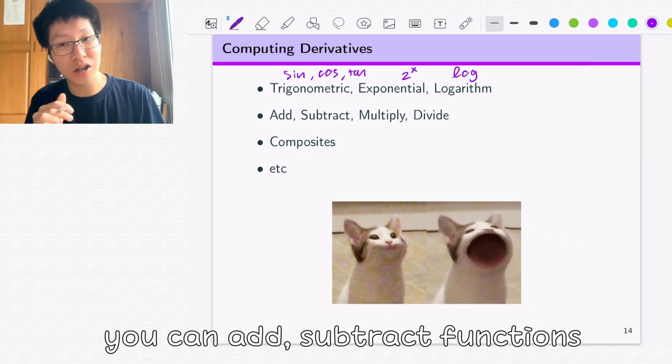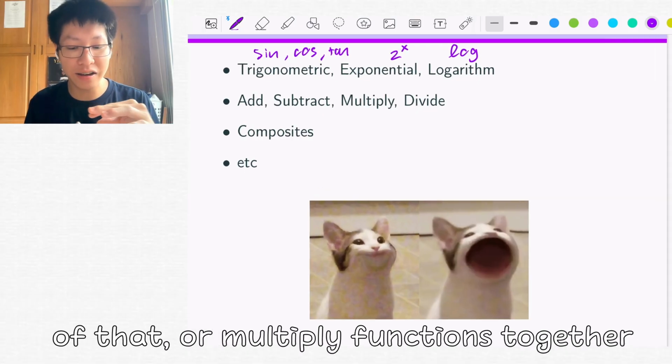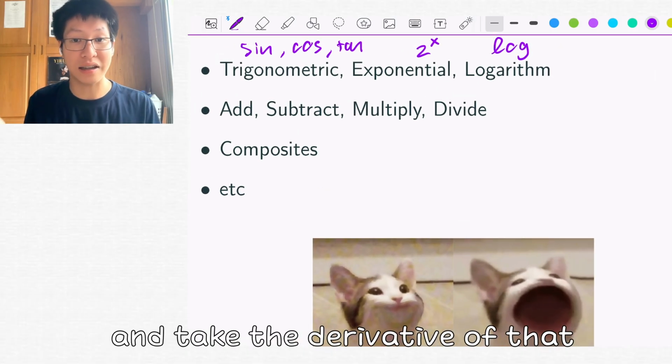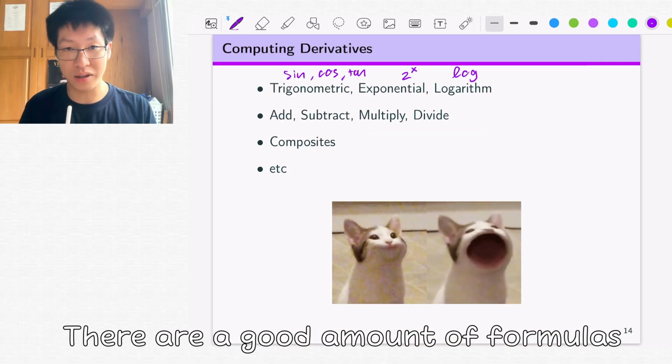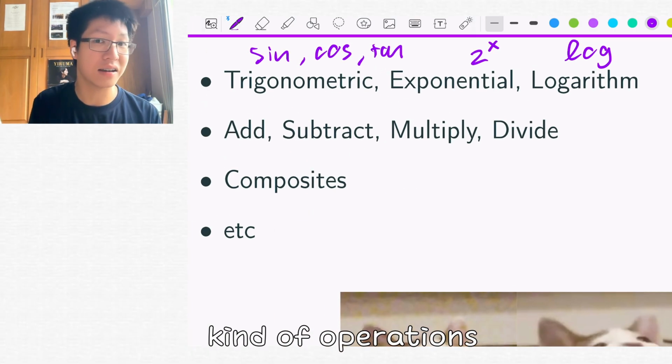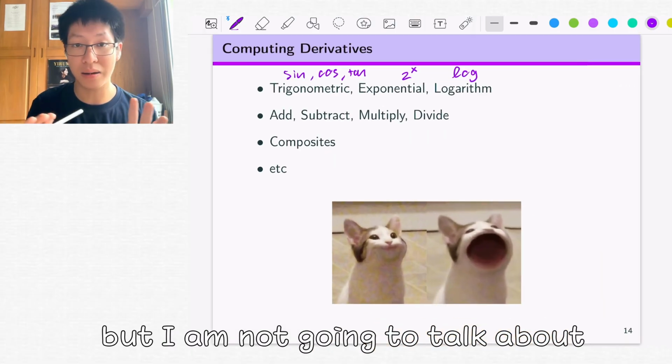You can add, subtract functions and actually take the derivative of that, or multiply functions together and take a derivative of that, or divide functions and take a derivative of that. There are a good amount of formulas associated with these kinds of operations, but I'm not going to talk about them in this video.